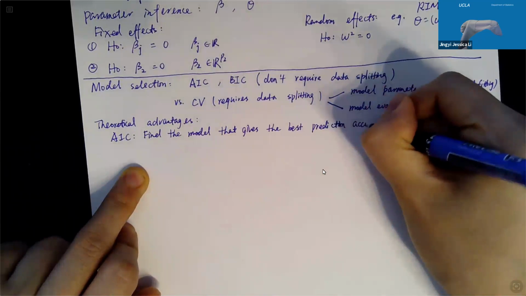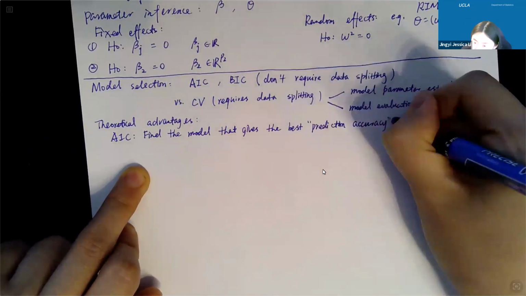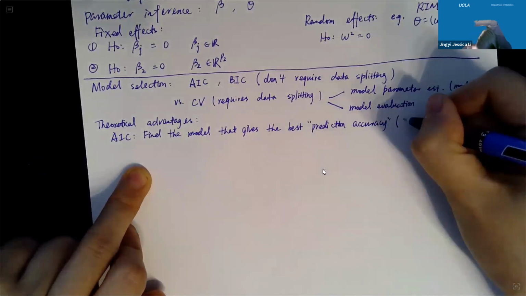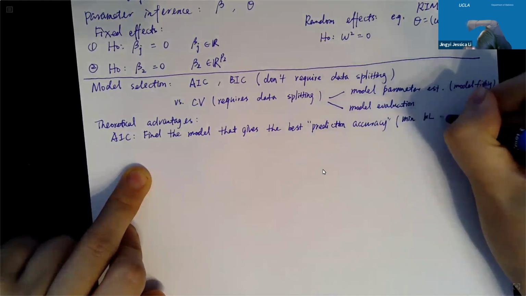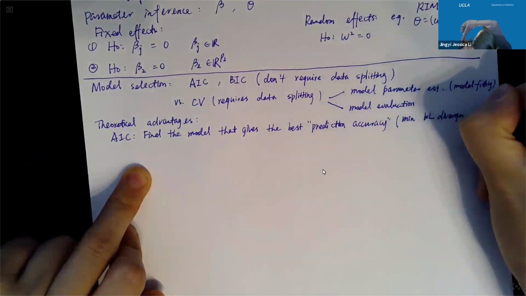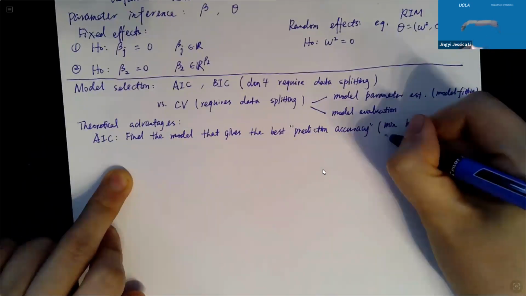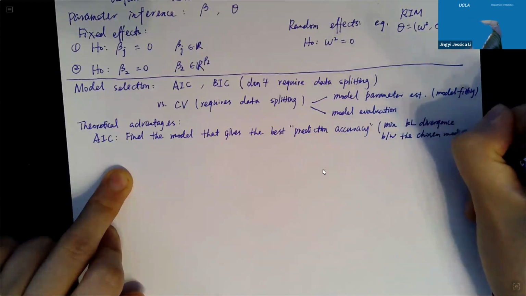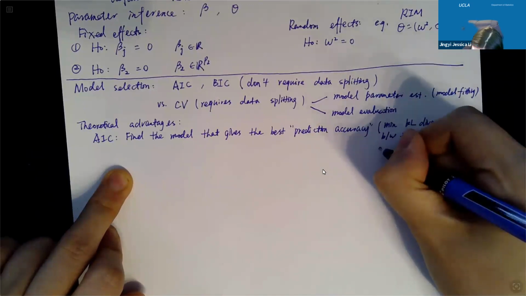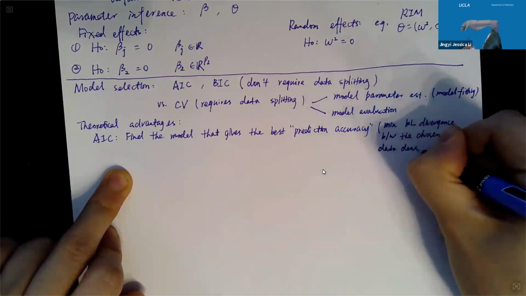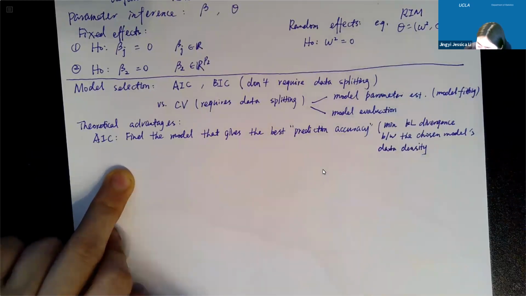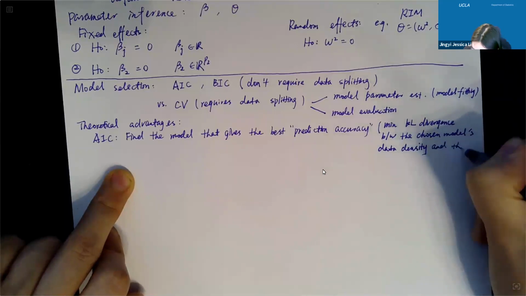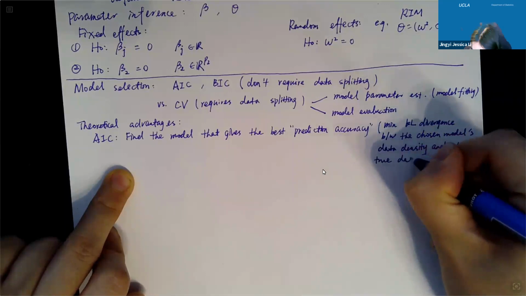So we're going to define what we mean by prediction accuracy here. As we'll see very soon, this means the minimum KL divergence between the chosen model and the true data density. So basically, we're going to evaluate the probability density of our data given the chosen model and the true data density. So we'll see that very soon.